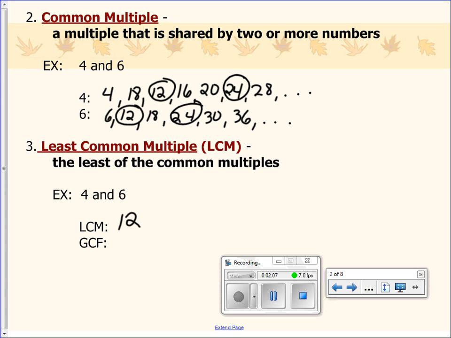Now, as you may remember from our lesson a couple of days ago, to find the greatest common factor, you can use the factor trees, if you can't tell by just looking at the numbers. Remember how we listed these, and if it's the greatest common factor, it had to be a factor in each one. So the greatest common factor of 4 and 6 is 2.